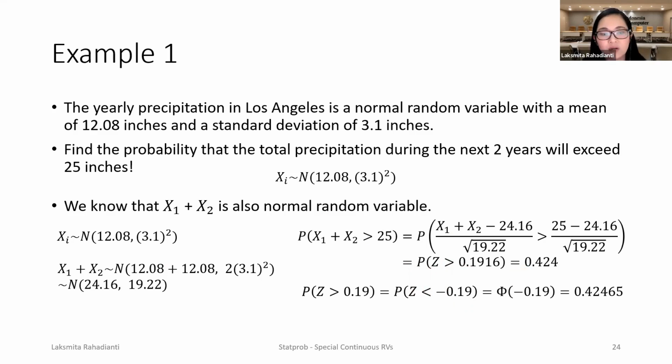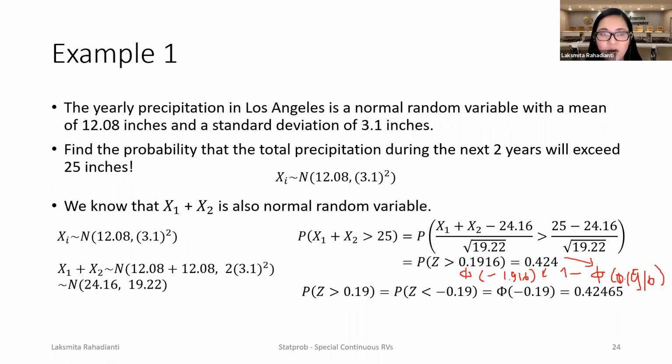You have two choices here. You can either use 1 minus phi of 0.1916 or phi of minus 0.1916. So these two options are the exact same thing that we have covered all this time with only one random variable.